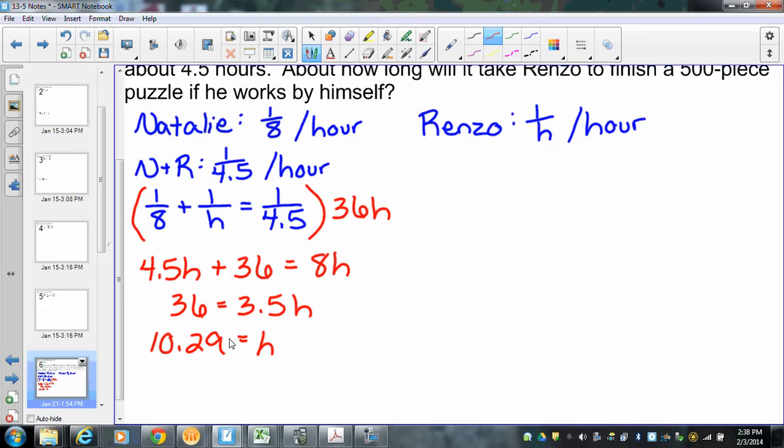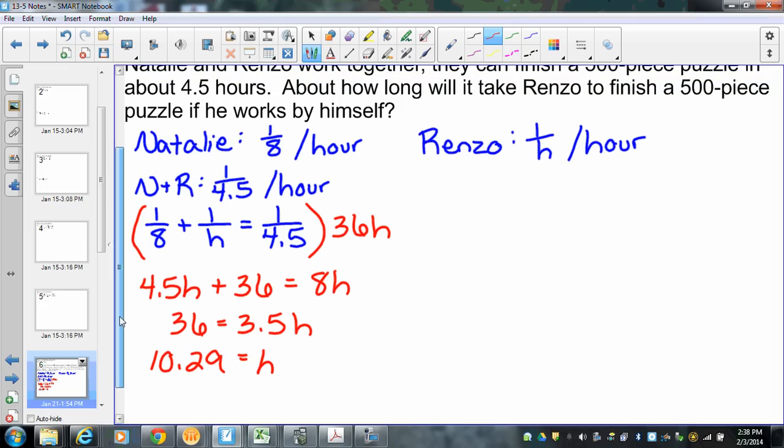And so once you solve for h, you want to make sure to go back and read the problem and make sure that you actually answered what they were asking. The question was about how long will it take Renzo to finish a 500-piece puzzle if he works by himself. So you figured it out. It's going to take him 10.29 hours.